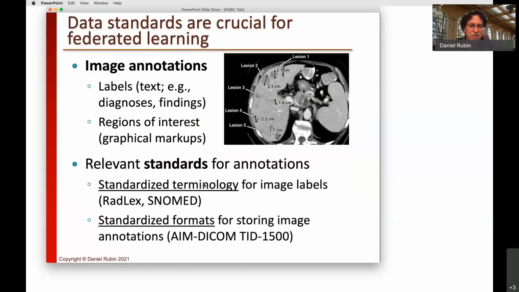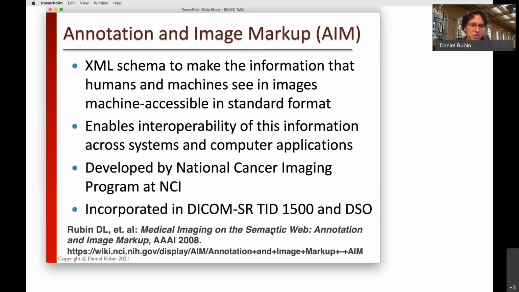So you need a standard terminology that all the sites agree to, like RadLex or SNOMED, for labeling diseases or imaging findings. And then they have to save those annotations, the regions of interest that are drawn like measurements, and these terms in the annotation in a standard format. And there is a DICOM format called AIM DICOM TID 1500, which is important to be familiar with. That's less familiar than DICOM. The AIM standard came out of the NCI program a number of years back, and recently it's been incorporated into DICOM as a standard template, which is beginning to be adopted, but not widely. Still, with most of the deep learning work, people are not using these standards, and so the first thing people have to do is harmonize.